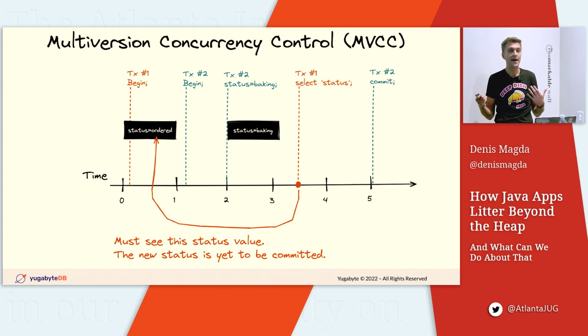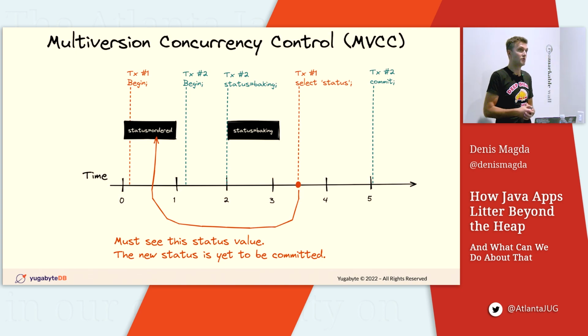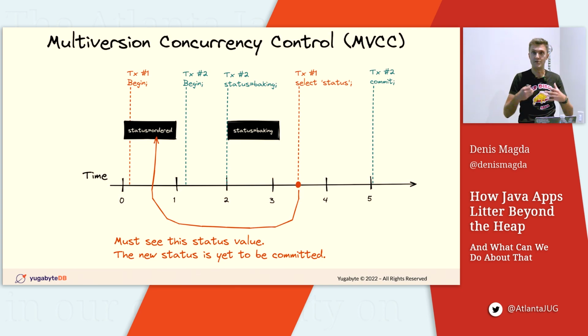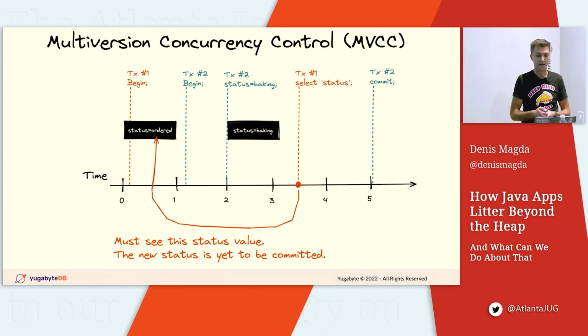And when you run two transactions, they might be updating the same rows, they might be updating the same columns of the same row, and the database has to ensure that all of the updates are consistent. The database cannot allow itself to corrupt your data, right, or to overwrite one piece of data with another. And this is what multi-version concurrency control is for.